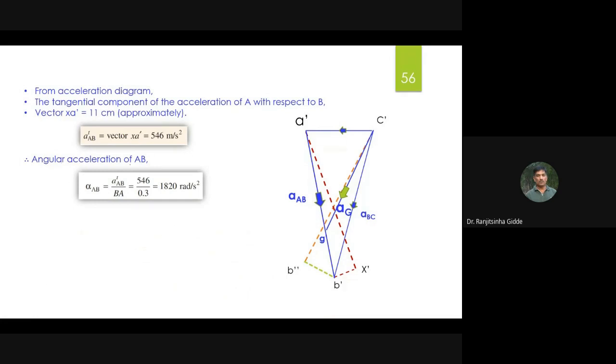In the same manner, to find out the angular acceleration of AB, this ATAB, this is the tangential component that we have considered, and the value for that tangential component, this is the value that we have considered, divided by link length. Accordingly, this is the answer. Okay, up to this completed? Yes, sir. Okay.